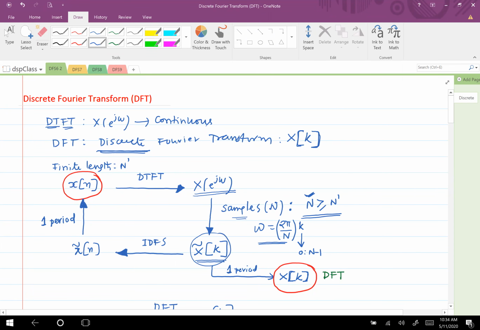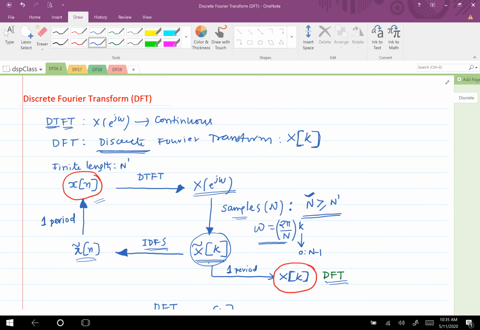And suppose you take the inverse DFS of it, what you would be getting, this is something we have worked out in the previous lectures also, you get a periodic sequence for which one period corresponds to x of n. So this is what we are going to exploit here. One period of this X tilde of k you define as the DFT, and one period of this x tilde of n you define as x of n. That's the only difference when compared to DFS.